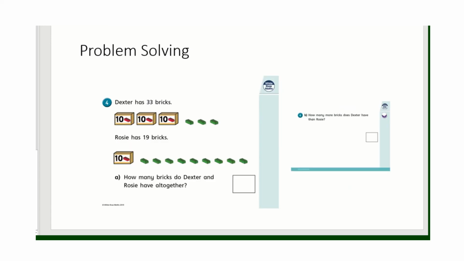Then we've got a problem to finish with, look. Dexter has 33 bricks and Rosie has 19. So we've got to work out how many they have all together, adding them up. Then we've got to work out how many more bricks Dexter has. So it would be 33 take away 19. See if you could work that out. I think I would take 20 and add 1. Or you could do column method, couldn't you? You could do them both as column methods.